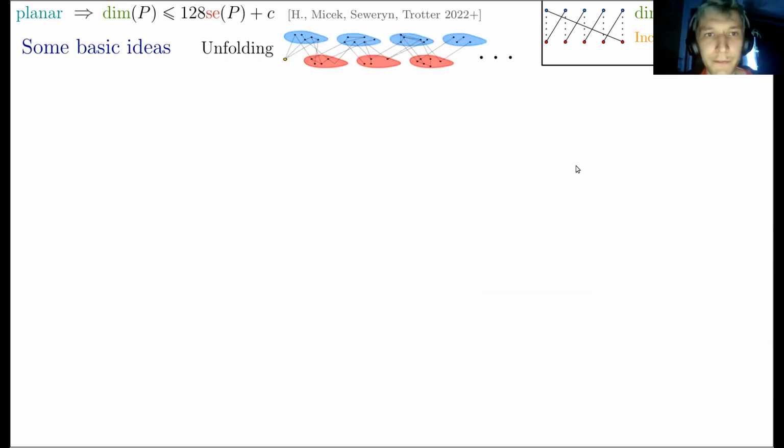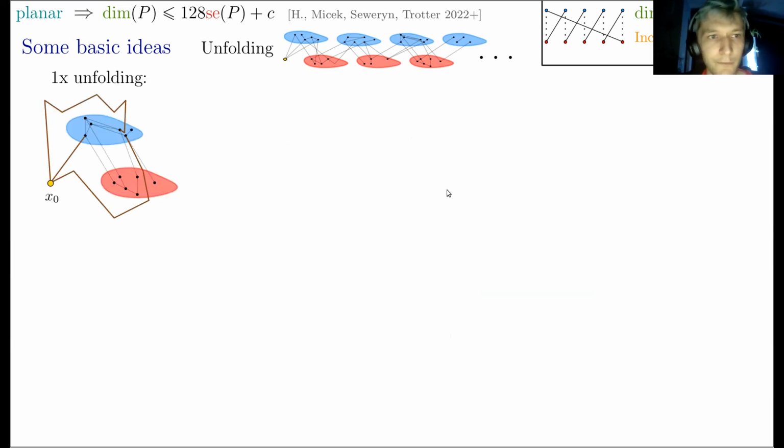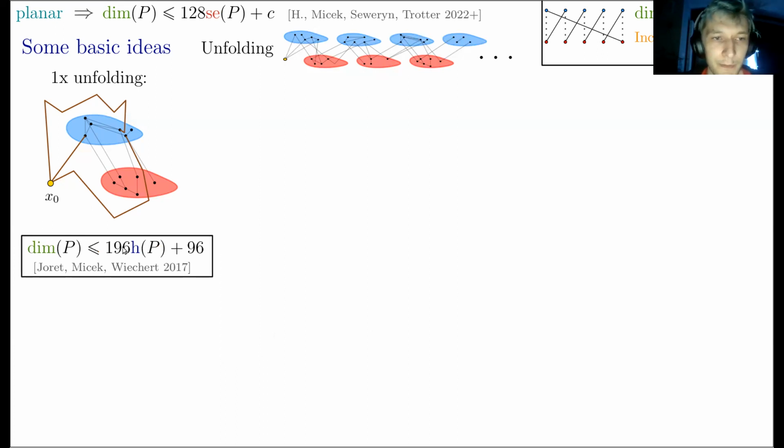I hope you remember unfoldings. If we do unfolding once, then we have this blue bubble accessible from below. There are these zigzag paths which go under each minimal element, meaning that this blue part is accessible from below. But if we work a little bit harder, and actually this is an idea which we borrowed from the paper by Jędrzej and Wichert, which shows a bound on dimension by hive in the same setting.